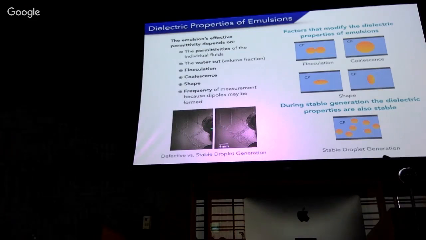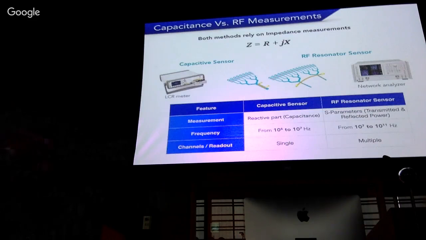So the idea is that you want to detect from droplet generation that is stable to something that fails, that looks something like this. So the bad news is that you have a bunch of effects that may change the dielectric properties of the emulsion, but the good news is that the dielectric properties of the emulsions are kept constant as long as you have a stable droplet generation. And then, in order to measure the dielectric properties, we designed some capacitive and radio frequency sensors.